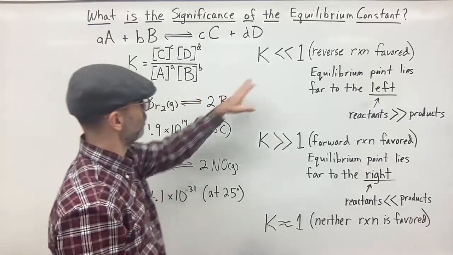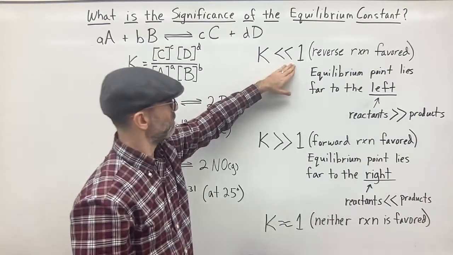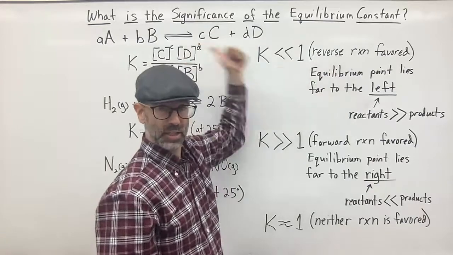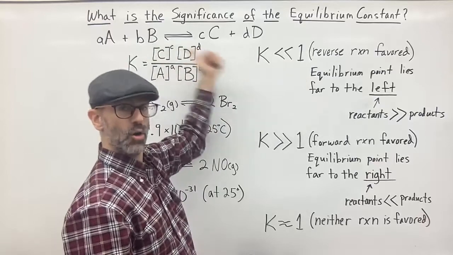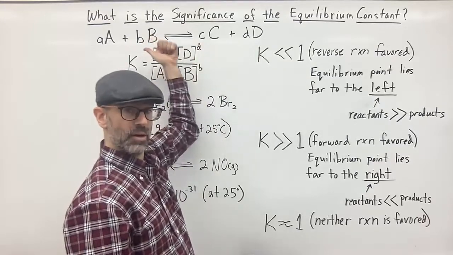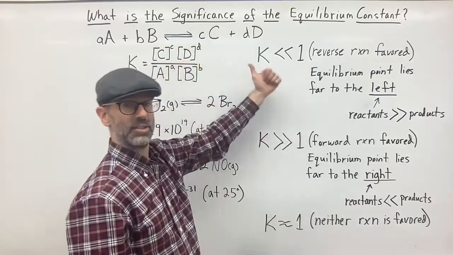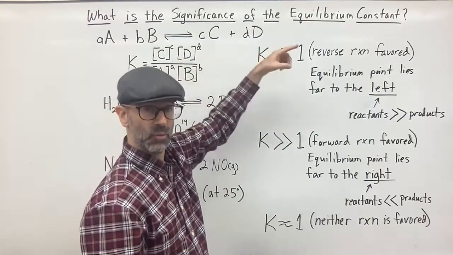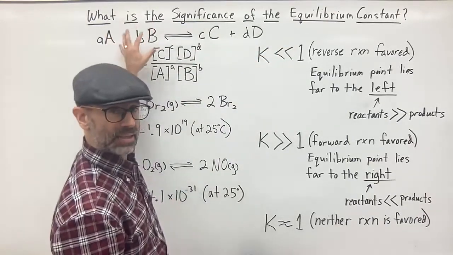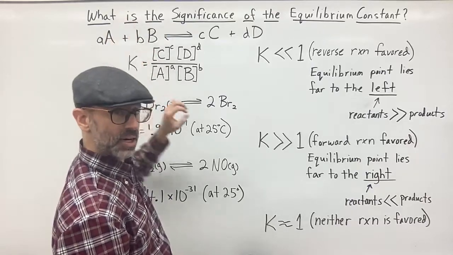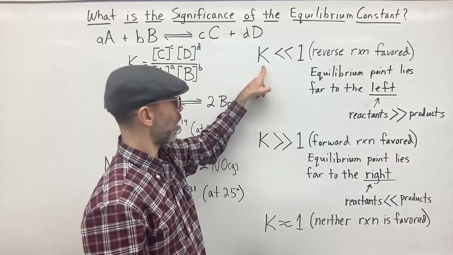And so when that happens, you're going to get a small K value that's much, much less than 1. Again, that means that the reverse reaction is favored. The reverse reaction wants to be going that way, so that's going to be more favored than the forward reaction. Reactants are going to be wanting to be made more than the products. So you're going to end up with more reactants on this side, less product here, and that makes the K value very small.